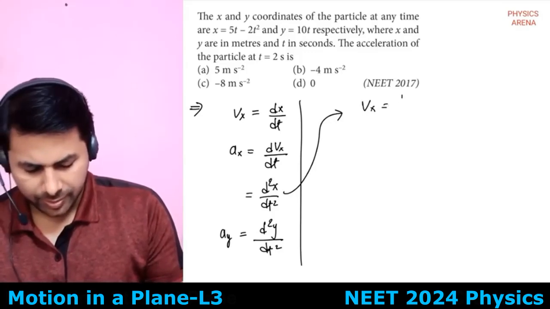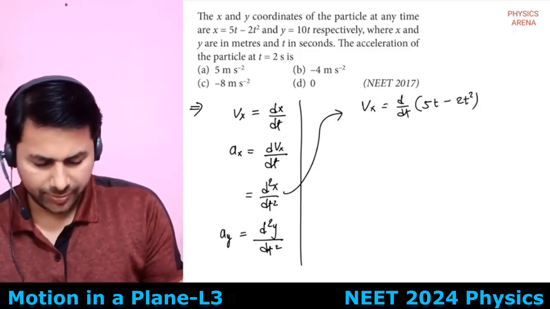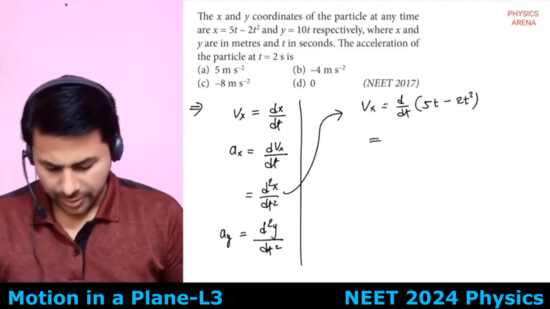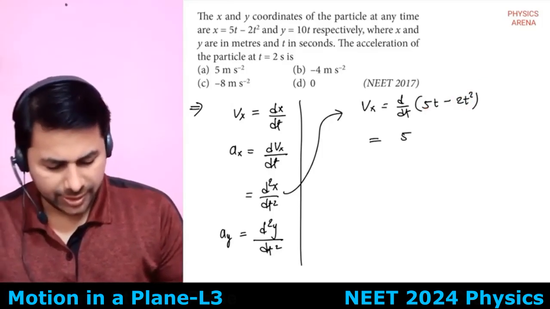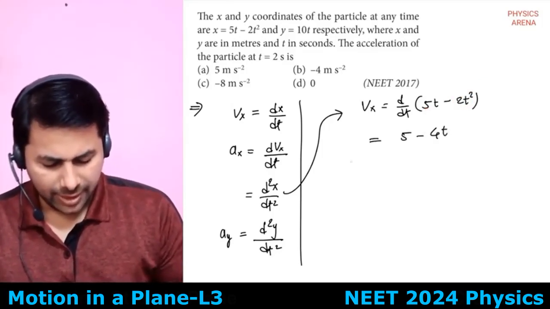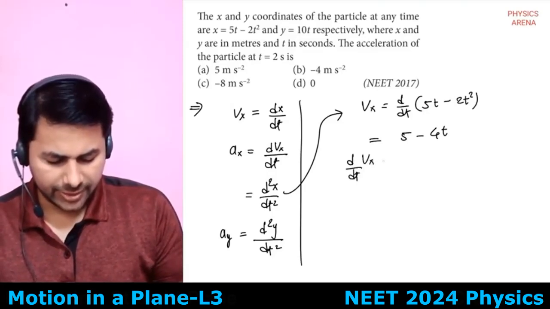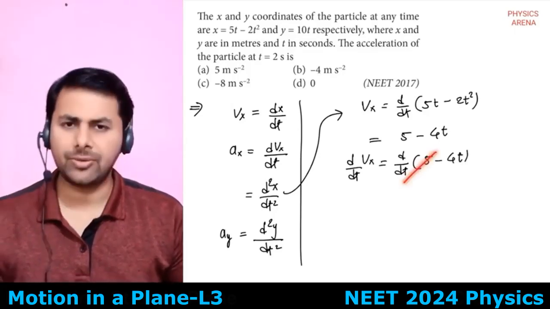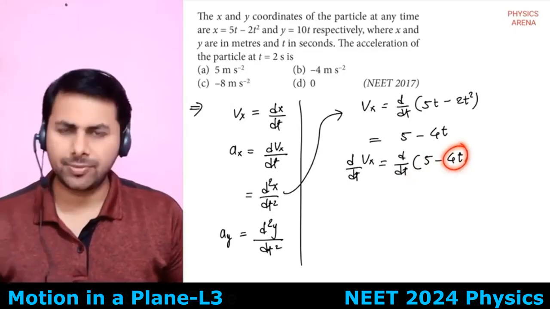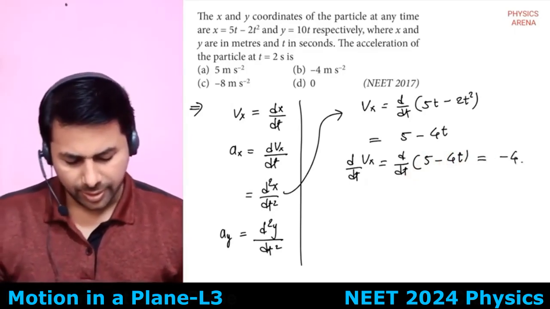Vx is equal to d by dt of this thing, 5t minus 2t square. So that will be 5 minus 4t. And if you differentiate it once more, d by dt of Vx will be equal to d by dt of 5 minus 4t. So derivative of 5 will be 0, and derivative of the second term will be minus 4. So this is minus 4.